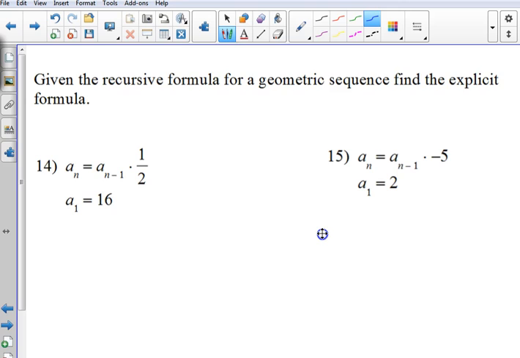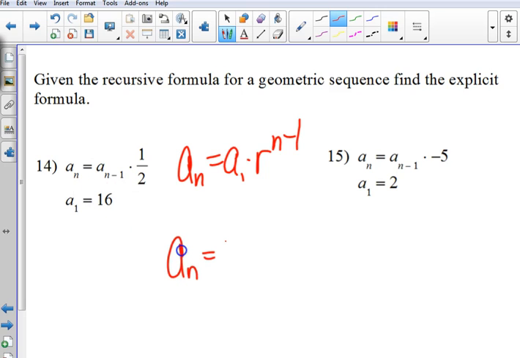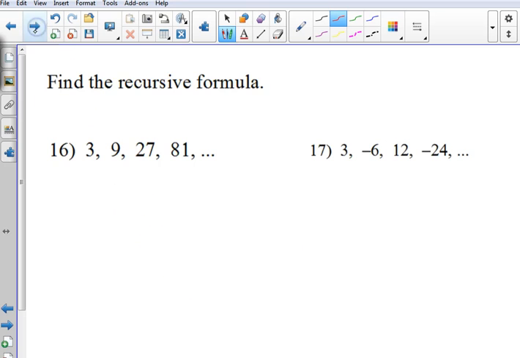All right. Find the explicit. No. Find the explicit. Oh, easy. We're still needing this guy. Somebody do this first one. What are we going to write here? 16 times 1/2 to the n minus 1. Good enough? We're rocking it. Okay. Find the recursive.